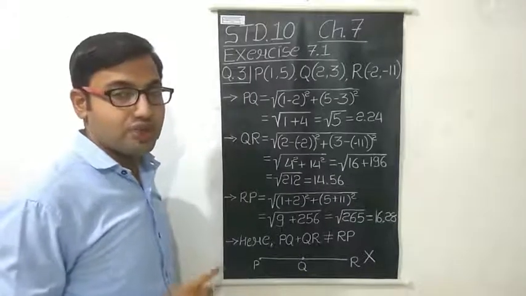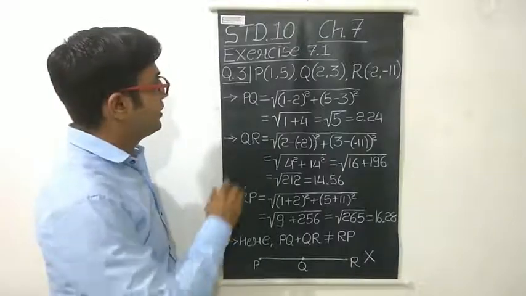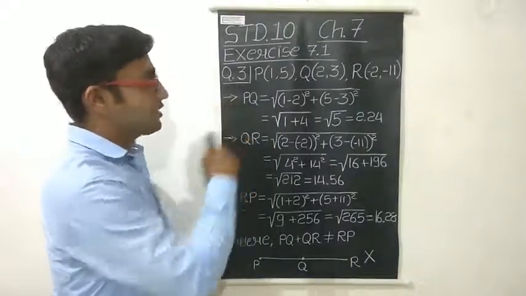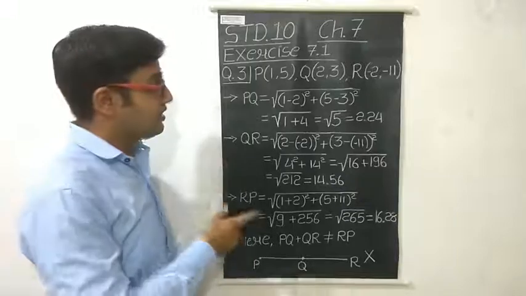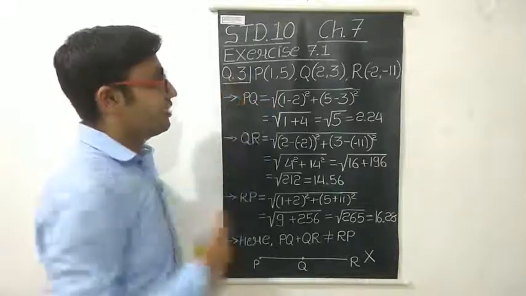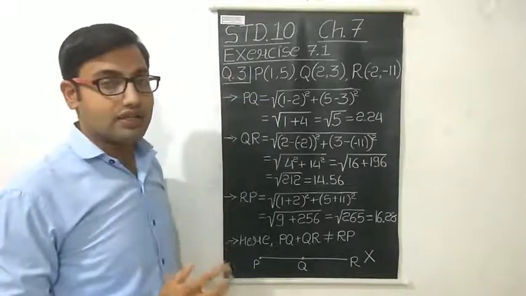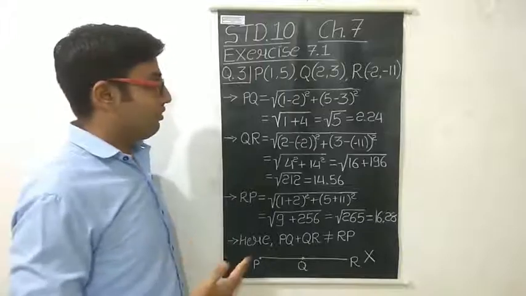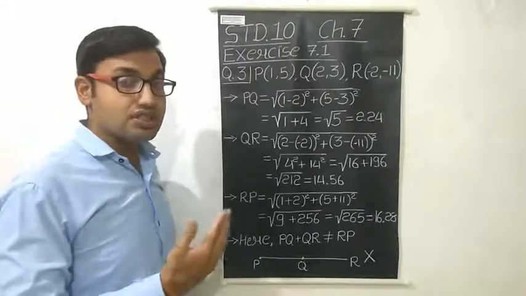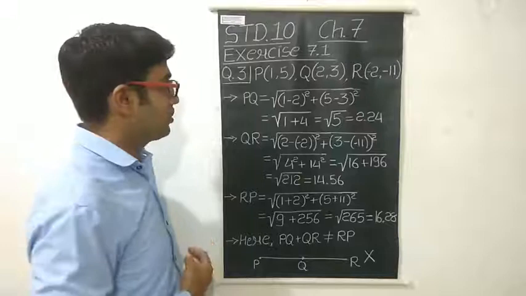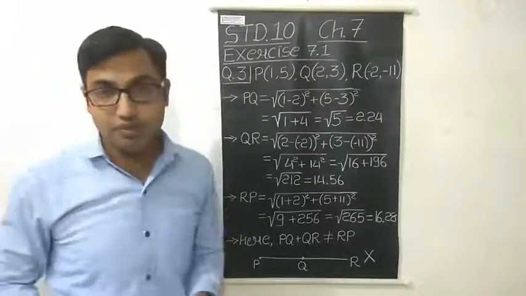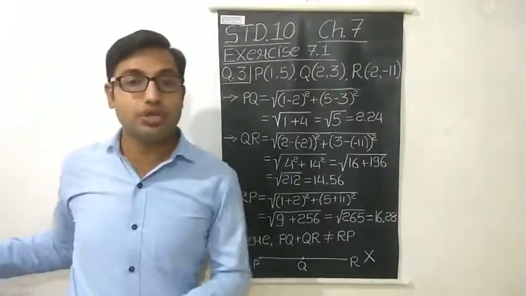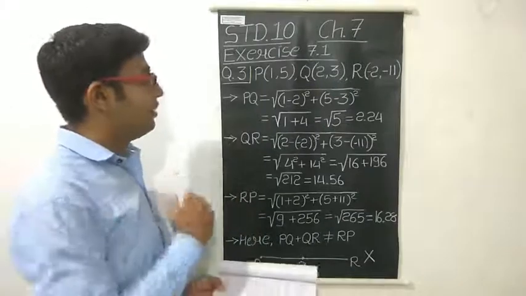Hello students, today we will study question number 3 of exercise 7.1. This is from standard 10, chapter number 7, coordinate geometry. Now we know how we can use the distance formula, that we have studied. Based on the distance formula, we have to study how we can solve question number 3.